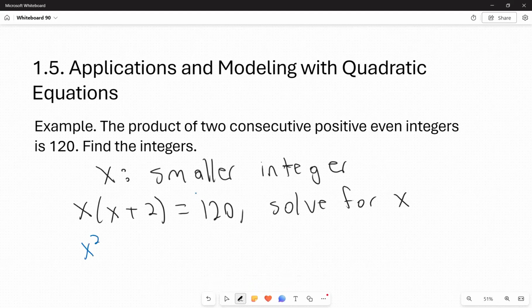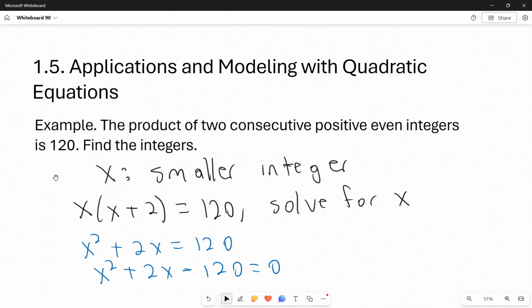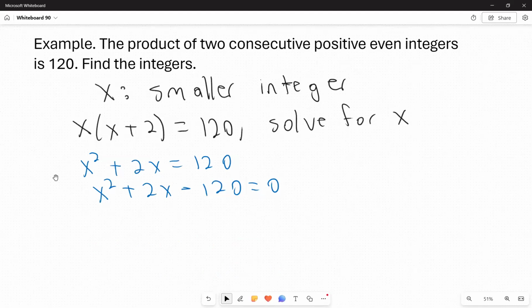Let's distribute the x. And then write the standard form. So that's an equation that we can solve by factoring and the zero factor property. But if the factorization is not evident, you can always try the quadratic formula. We're looking for two numbers whose product is negative 120 and whose sum is positive 2. And those are going to be 12 and negative 10.